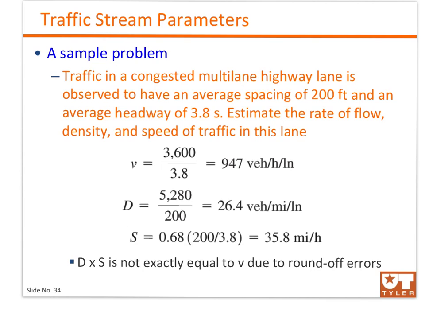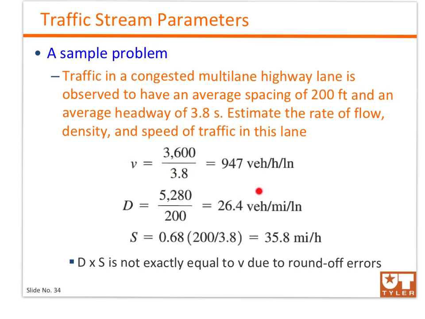So let's have a sample problem to summarize what we talked about in terms of speed, density, and flow rate. Traffic in a congested multi-lane highway is observed to have an average spacing of 200 feet. That means on average the distance between two successive vehicles is 200 feet, and an average headway of 3.8 seconds. So the time between two vehicles hitting that detector is 3.8 seconds. The question is asking us to estimate the rate of flow, density, as well as the speed of the traffic in this lane.